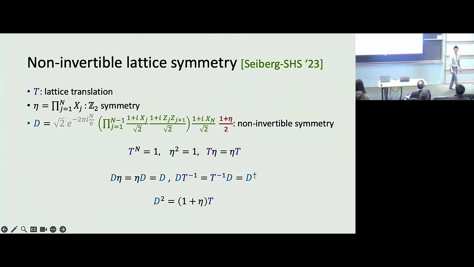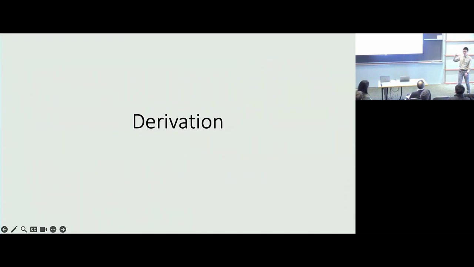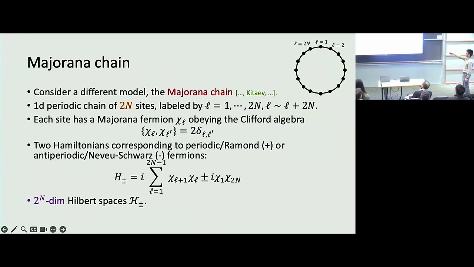In the remaining, maybe, I don't know, 5 minutes, let me give you the derivation. Now, this is usually the point where the audience goes to sleep and checks their emails, but actually, the derivation is kind of inspired by string theory, so I hope I can keep the audience engaged, even in the derivation. So, to derive this symmetry, we have to take a slight detour, a really slight detour, to consider a different lattice model of the Majorana chain.